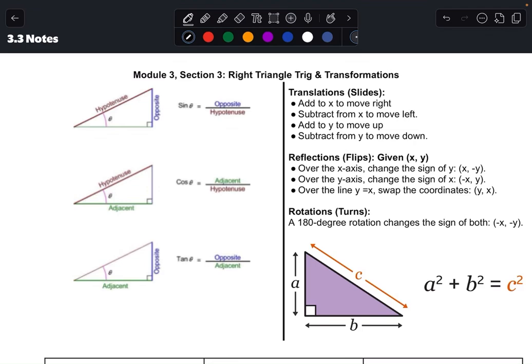All right, welcome back. Section 3, Module 3, Trigonometry, all about right triangles with a little bit of transformations. Big one, big one for us.